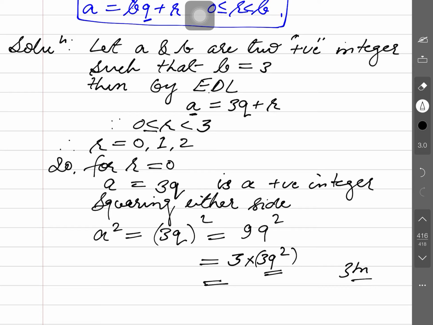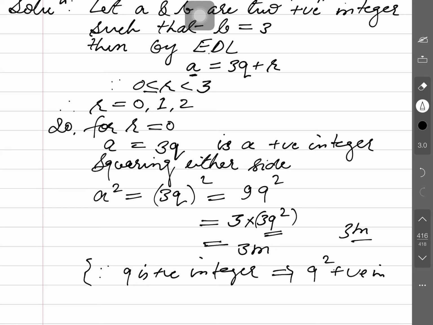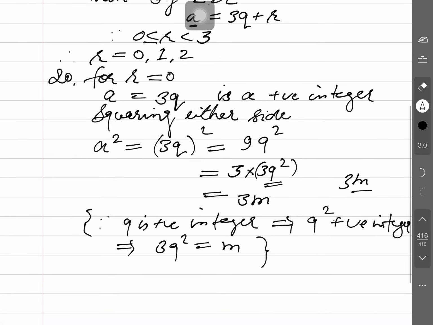This 3q square can obviously be written as m. Why? Because q is a positive integer. Here you can write the argument: q is a positive integer, implies q square is a positive integer, implies 3q square is a positive integer, and that is m. So this instruction is not necessary to be written here. If you write all the things in the solution, the length will be very large. Is that clear? So we have proved here it is 3m form.